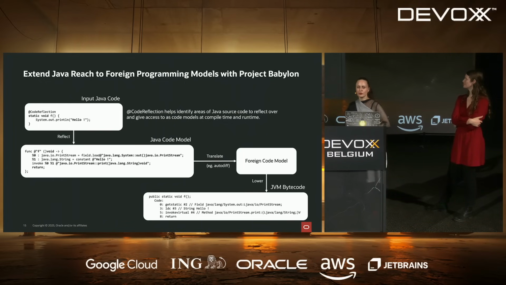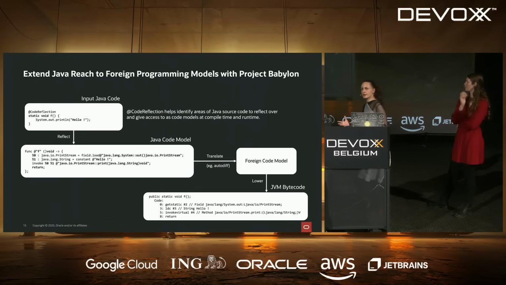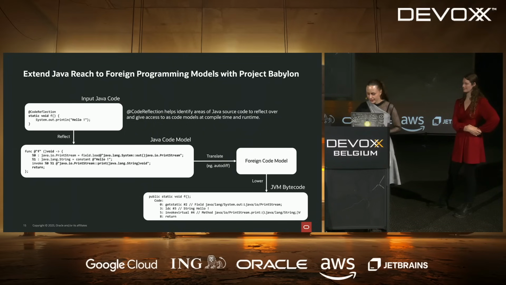For example, if you're going to use something like AutoDiff, you can get a foreign code reflection model that can be even more lowered and interpreted as JVM bytecode and run on the JVM. So it's pretty good at acting as a translator from the normal Java code that we all know towards the other runtimes.